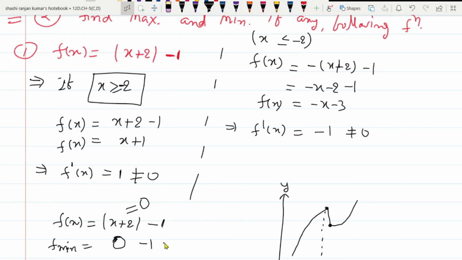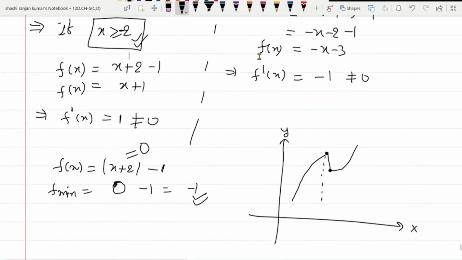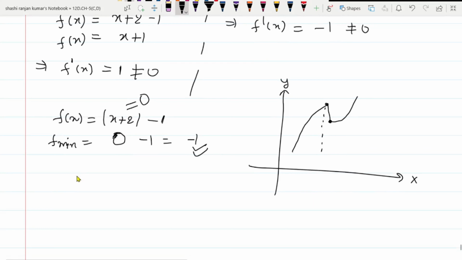So the minimum value is what here? -1. If we plot the graph here, the minimum value of this is -1 actually. -1 is the minimum value. Where will it be? It will be at the point x equal to -2. Right? If you try to plot its graph, I am showing the graph also. So this is the graph here.